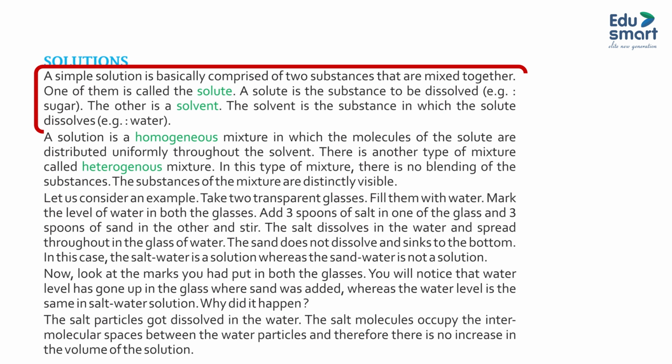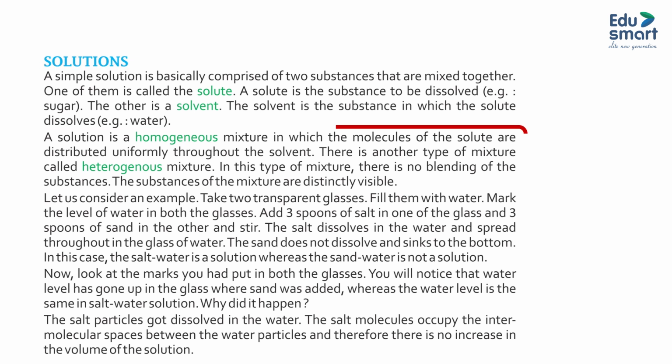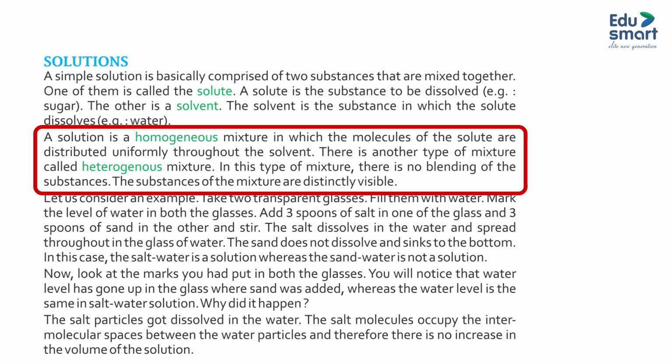Solutions. A simple solution is basically comprised of two substances that are mixed together. One of them is called the solute. A solute is the substance to be dissolved, for example sugar. The other is a solvent. The solvent is the substance in which the solute dissolves, for example water. A solution is a homogeneous mixture in which the molecules of the solute are distributed uniformly throughout the solvent.